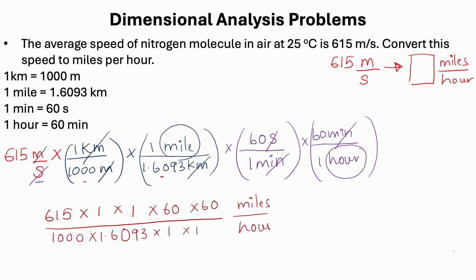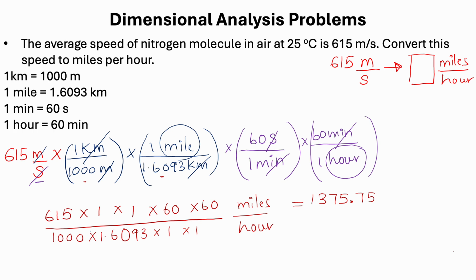Now you have to do the math here. If you do the calculation, first you take 615, multiply that by 60 and then 60, divide by 1000 and divide by 1.6093. This gives you in the calculator 1375.75.